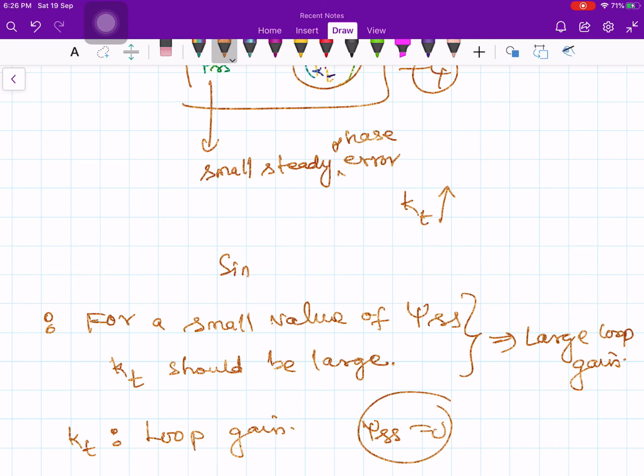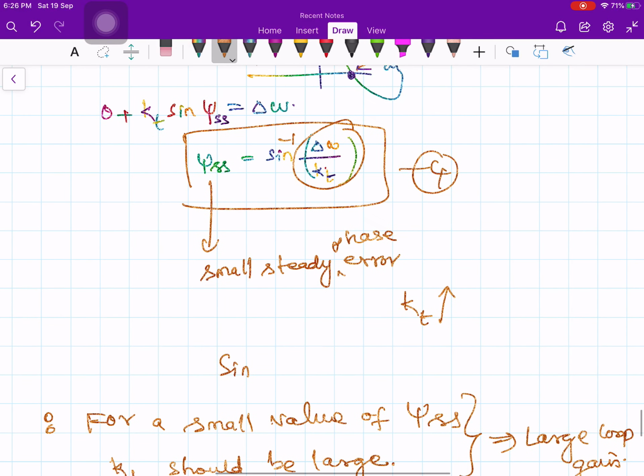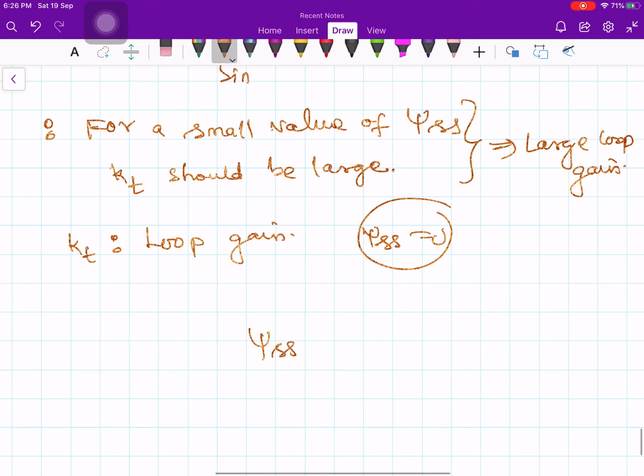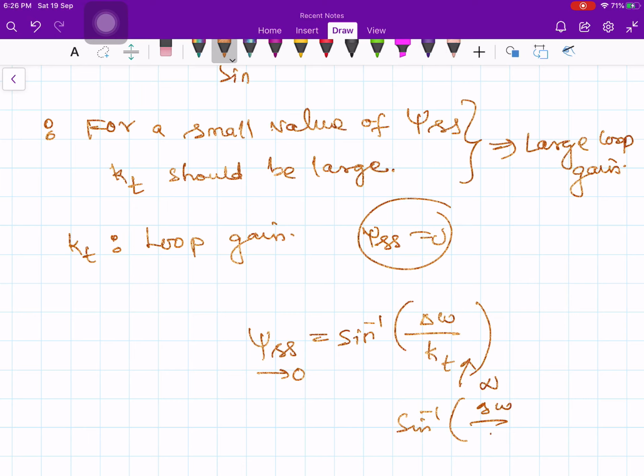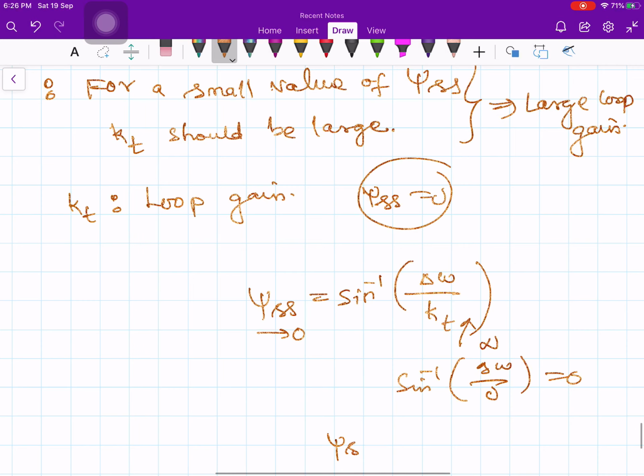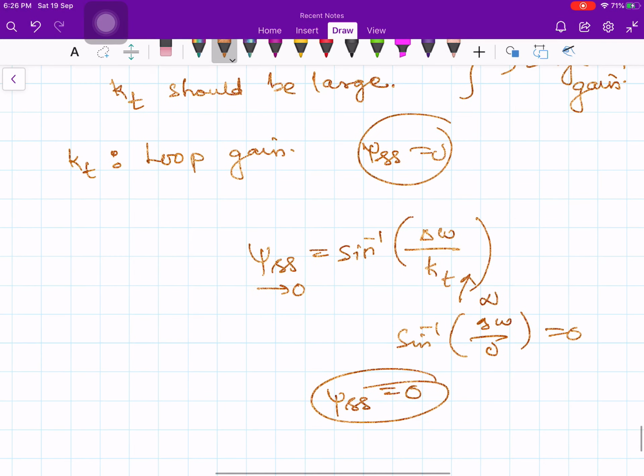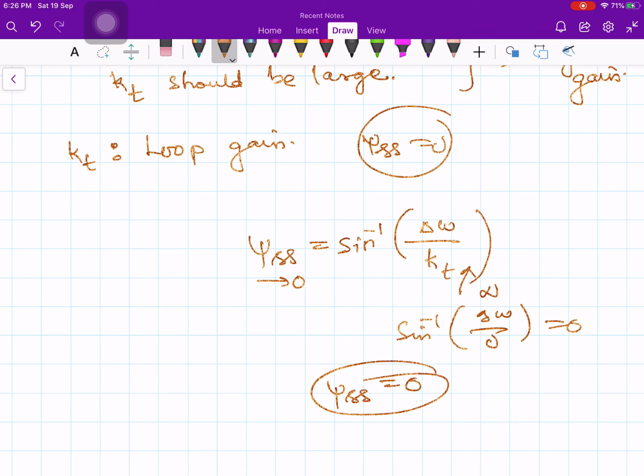you must have a very large value of loop gain, because look at this equation. Your psi SS is equal to sine inverse of delta omega divided by k suffix t. If I want to make this steady state error 0, then this kt should be infinity. So sine inverse of delta omega by infinity is equal to 0. Therefore your steady state phase error becomes 0. Therefore, the larger the value of the loop gain, the smaller the steady state phase error. But nevertheless, whether large or small loop gain, the important point was that it has come to the stable point. Okay, so it should have a stable point.